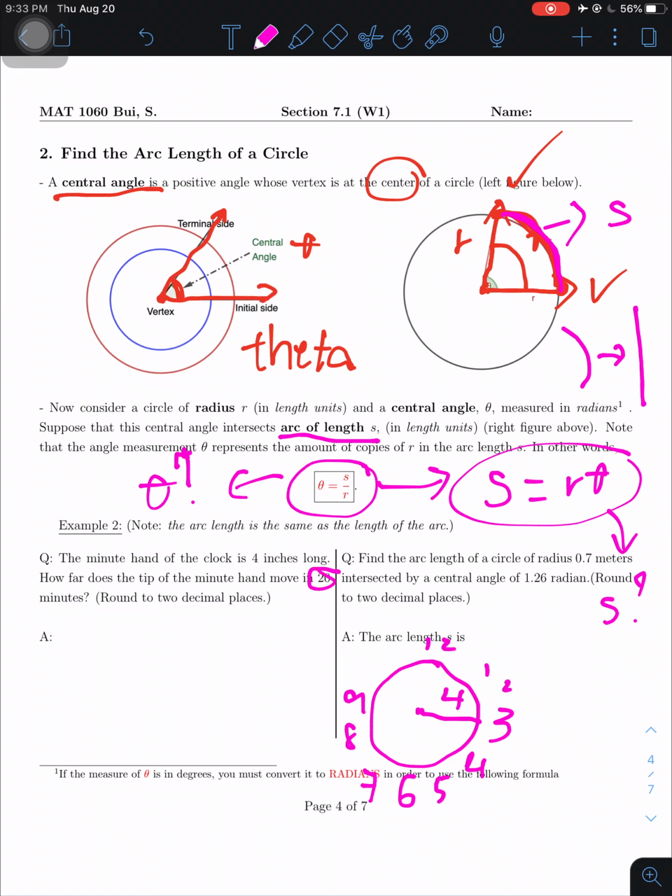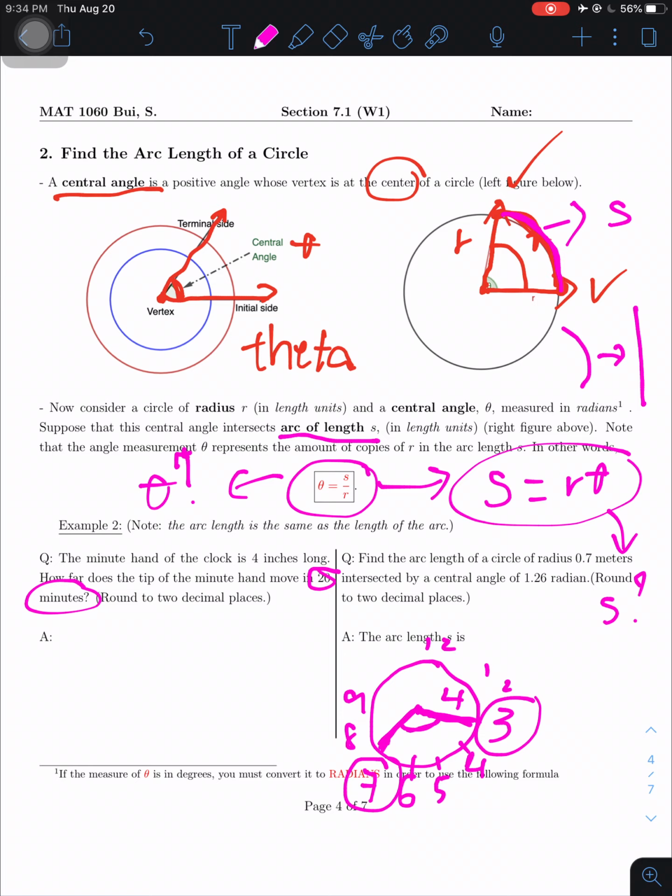Let me circle 20 minutes again. From 3, the first place that we are at, we move 20 minutes. So we do 5 minutes here, 10 minutes, 15 minutes, and 20 minutes. We'll stop here. So right here is the initial side. And for the terminal side, we're going to connect it towards 7. So we have 2 sides, or 2 rays, and in between we have an angle.